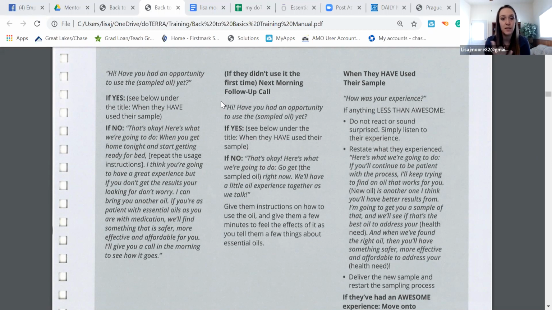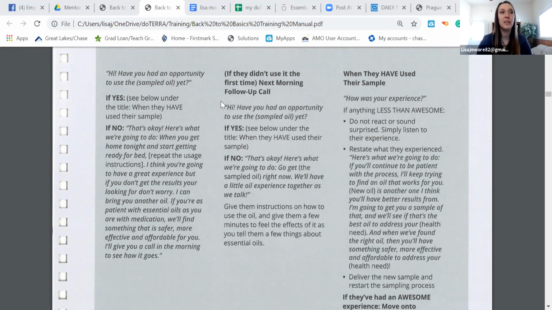Use that sample yet? And if yes, then we'll talk about that in a little. What I want to address is no. If they say no, that they haven't tried it. So you took all that time, developed, brought them the sample, they agreed to use it, you agreed to a time, and then life happens, right? And they didn't use it and whatnot.